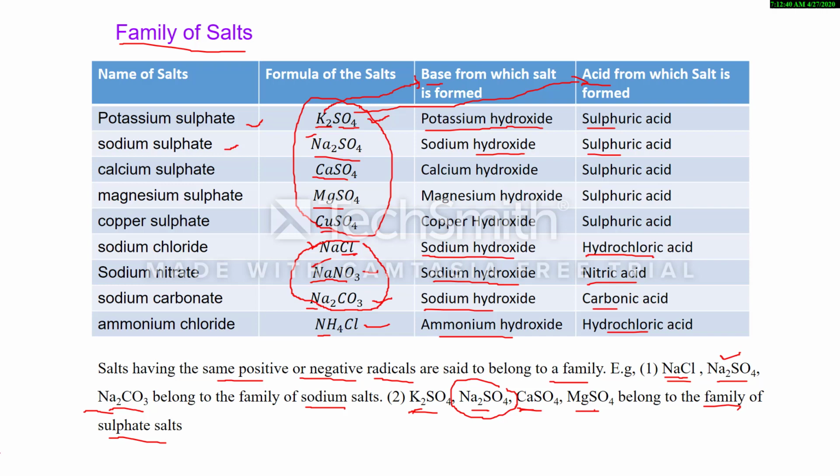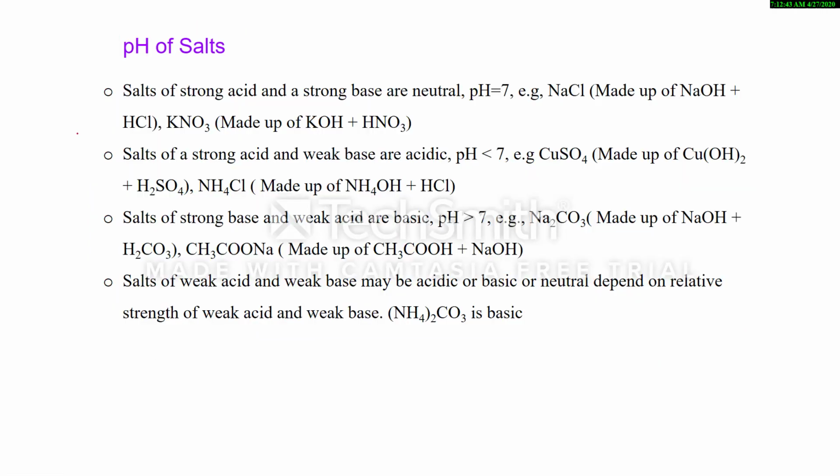Okay. Now next one, pH of salts. How can we find out the pH of salts? First of all, we have discussed that salt is made up of an acid and a base. Depending on the strength of the acid and base, we can predict the pH of the salt. Now, let us see some examples. Salts of a strong acid and a strong base. In one of my previous videos, I have discussed some examples of strong acids, weak acids, strong bases and weak bases.